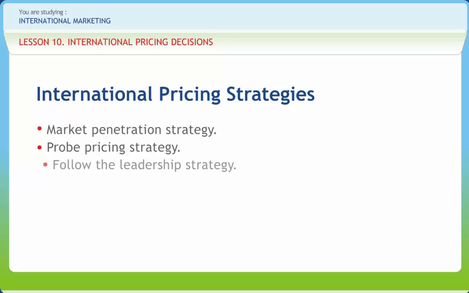Follow the leader pricing strategy. In a competitive world market or where adequate market information is not available, it may be useful to follow the leader in the market, comparing its product with that of the leader.